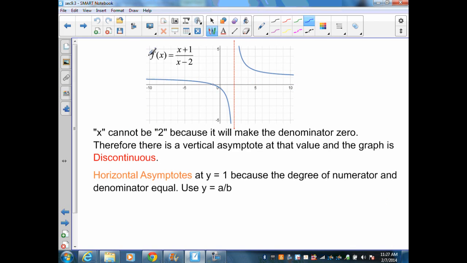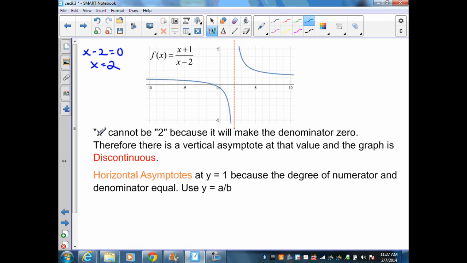On my next example, I have the function f of x equals x plus 1 over x minus 2. My p of x for the numerator is x plus 1. My q of x is x minus 2. The first thing I want to do is find out if there is any location for discontinuity. To do that, I look at the denominator, which is x minus 2, and I set that to 0, and I solve to find any values of x that would make my denominator 0. So here, when I solve, I get x equal to 2.